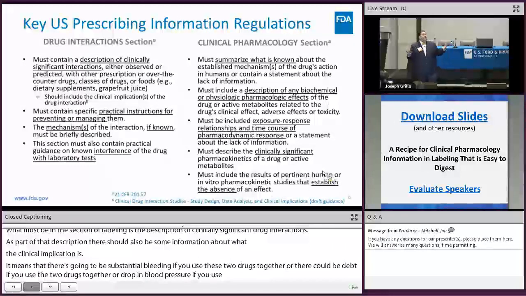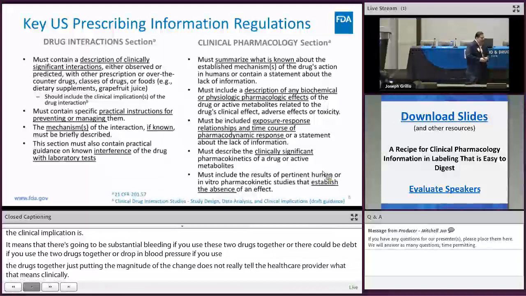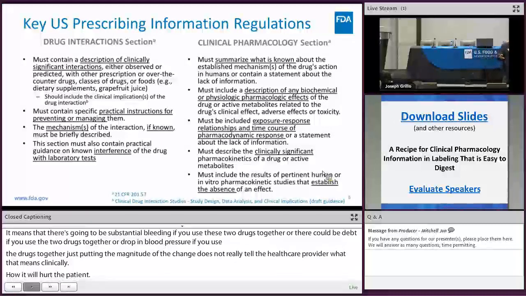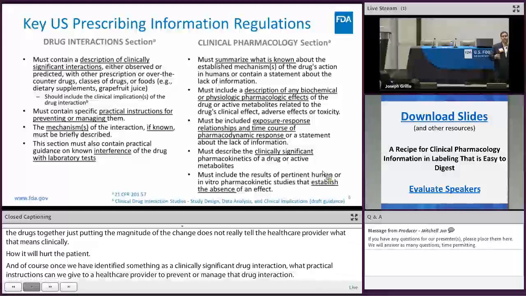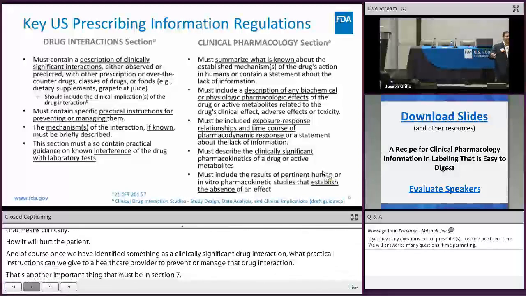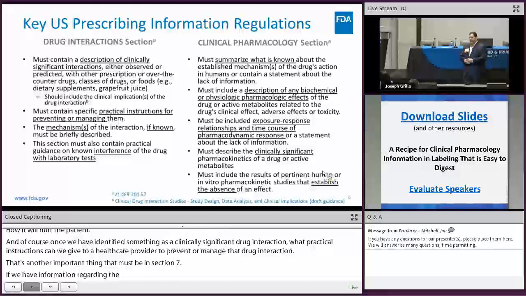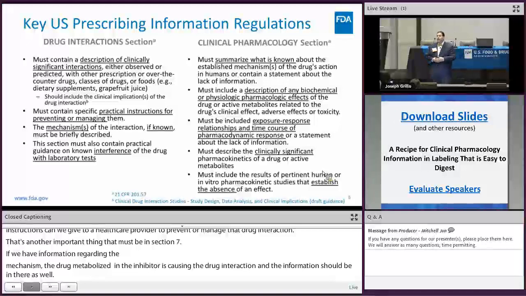Then, of course, once we've identified something as a clinically significant drug interaction, what practical instructions can we give to a healthcare provider to either prevent or manage that drug interaction? So that's another important thing that must be in section 7. If we have information regarding the mechanism of the interaction, so the drug is metabolized by CYP3A4, and therefore a CYP3A4 inhibitor is causing this drug interaction, then information about the mechanism should be in there as well. And then lastly, section 7 also is where we would have lab interference related information. So that's section 7. That's one big piece of clinical pharmacology related information.